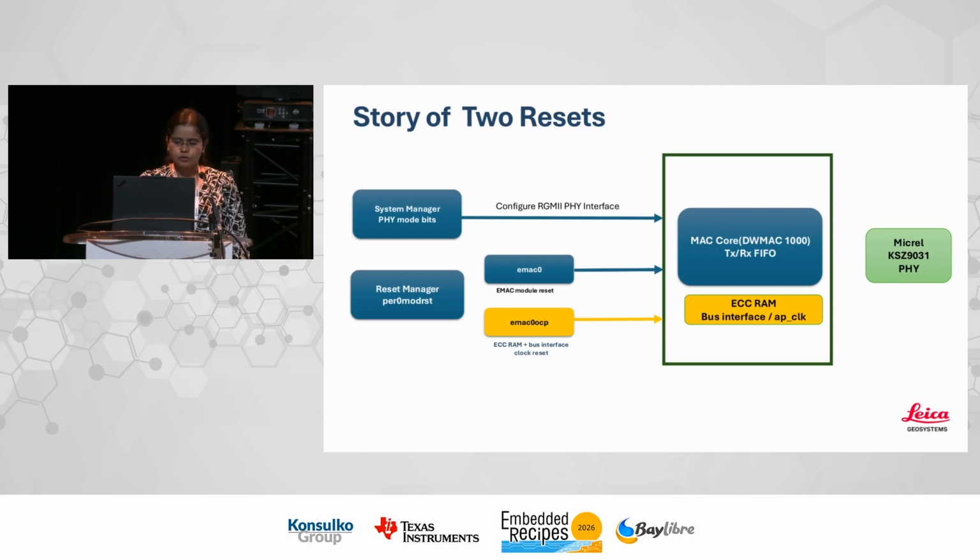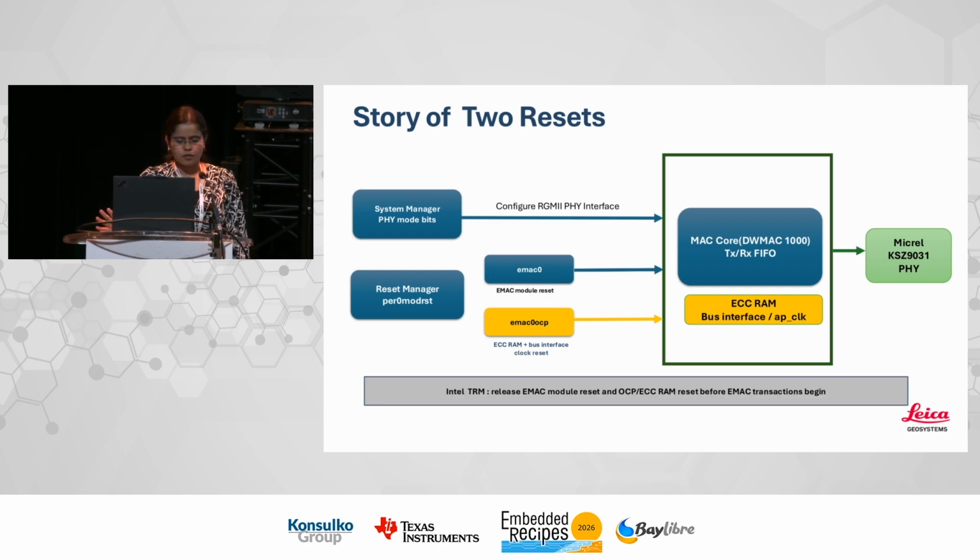To make this Ethernet connection work correctly, we also need to set the PHY mode before starting any of the transactions, and that is set by the System Manager by setting the PHY mode bit. As per the Intel TRM, it's advised to make sure both these resets are released before any of the transactions begin.